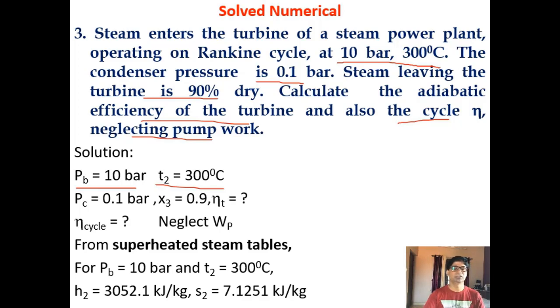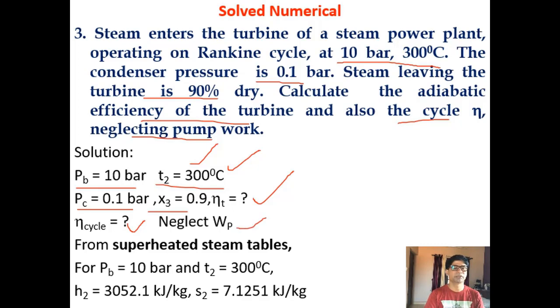If the given temperature is more than the saturation temperature, then the entry point to the turbine is superheated steam. The condenser pressure is 0.1 bar, and point 3 is taken as the exit of the turbine, with x3 equal to 0.9. The entry of the turbine is taken as point 2. So you have to find the isentropic efficiency of the turbine, and also the cycle efficiency. You have to neglect the pump work.